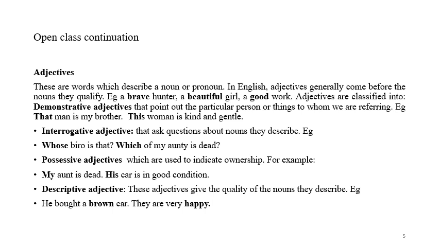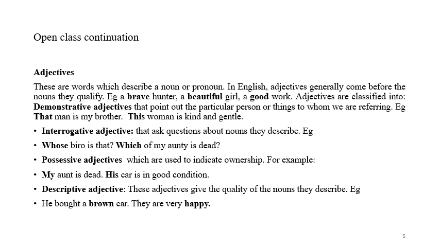In English, adjectives normally come before the nouns they qualify. For example, you can say a black boy, a tall man, a beautiful girl, a good work, and so on. So adjectives are also divided into demonstrative adjectives. Demonstrative adjectives are adjectives that point out the particular person or things to whom they are referring.